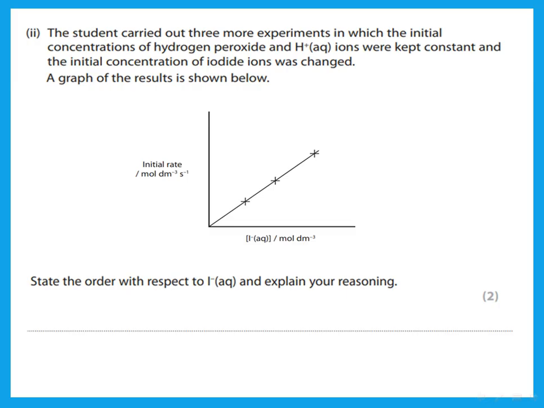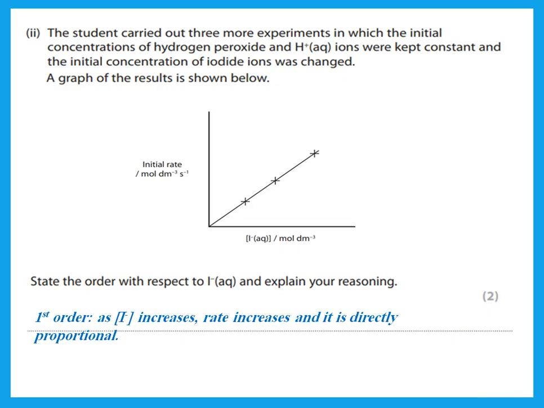The student carried out 3 more experiments and he draws the graph. State the order with respect to iodide. If we have the rate increasing as iodide increases, this is first order. So as the concentration of iodide increases, the rate increases, and it is directly proportional.